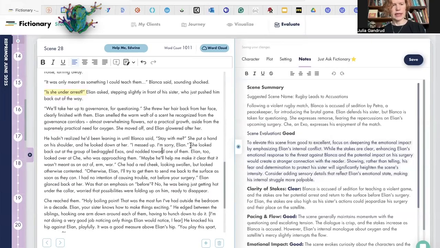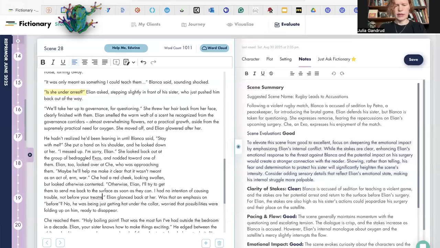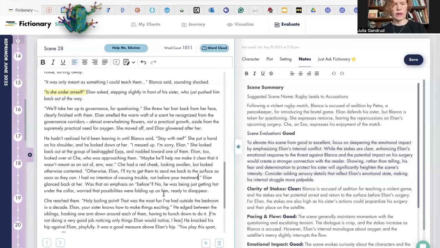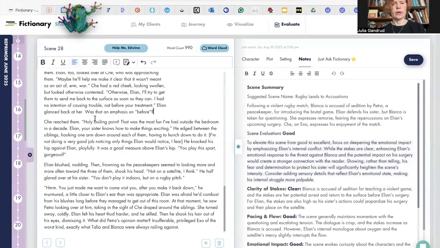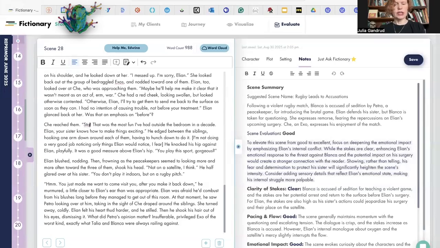Yeah, I'm sorry I messed up Elian. Yes, that is right, because she did nod toward one of them. Elian. "Maybe Che will help me make it clear that I wasn't trying to be violent." Che had a red cheek, looked contented. He's there for medical treatment. Okay, we're getting rid of that. Che reached the boiling point. That's a bit much. Okay, let's just have him say something else. "Spacey stars. That was the most fun I've had outside the bedroom in a decade."